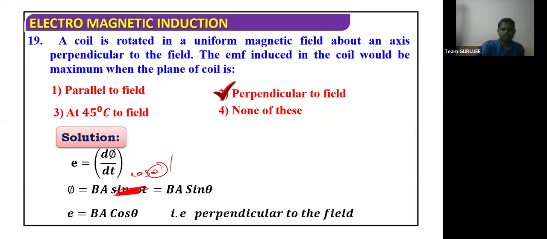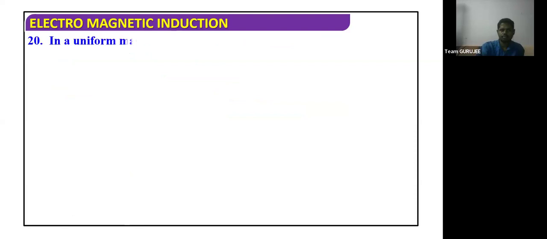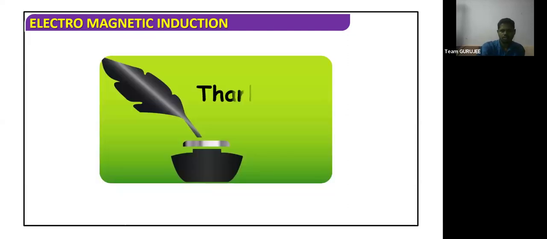Actually, E is equal to B dot A cos theta. This line is fully wrong. Perpendicular to the field is also wrong. B dot A cos theta, parallel to the field is cos 0. Therefore option 1 is correct, parallel to the field. Okay, any doubts? No, sir.